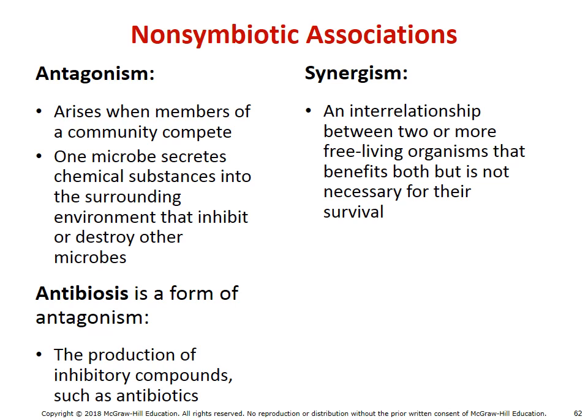So let's move on now to the non-symbiotic associations, including antagonism and synergism. With antagonism, there's going to basically be the situation where multiple members of the same community compete with one another. And so the idea is we can encourage or discourage growth based off of what organisms are present. So having good bacteria in our gut prevent bad bacteria from being there. That's an example of antagonism.